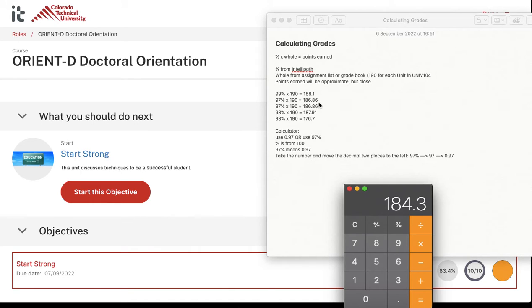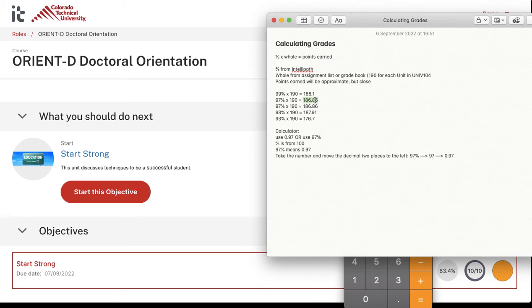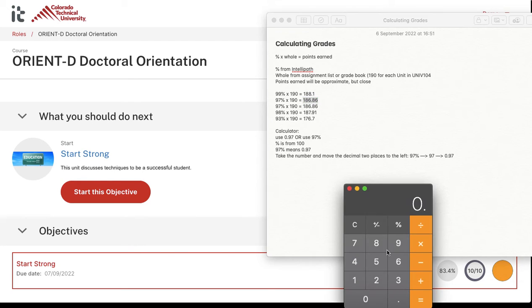So, oops. I didn't put the right number in right there. What number did we get right here? Oops, I erased it. So let's try it again.